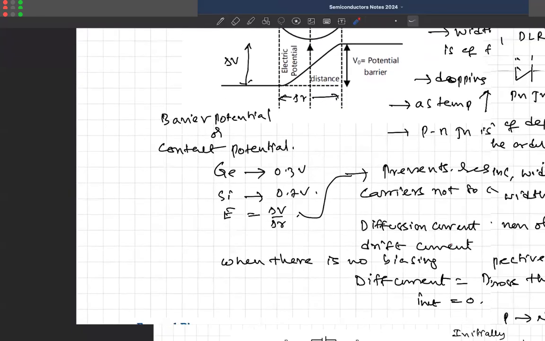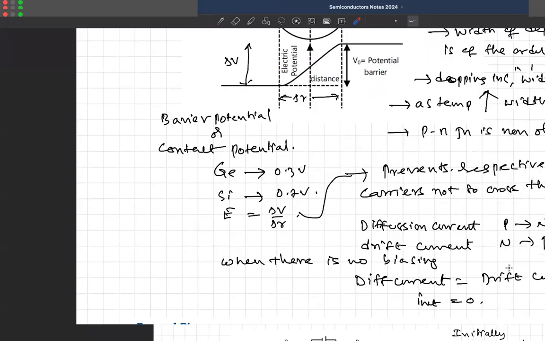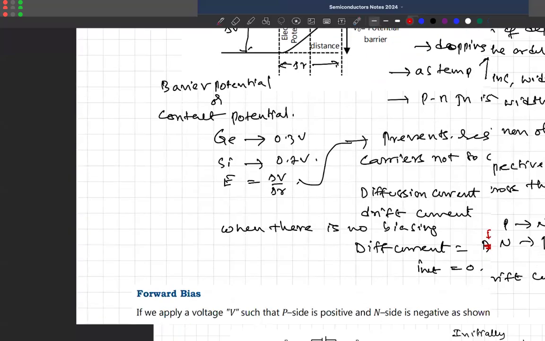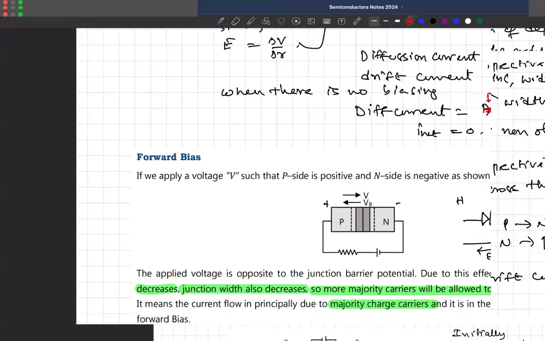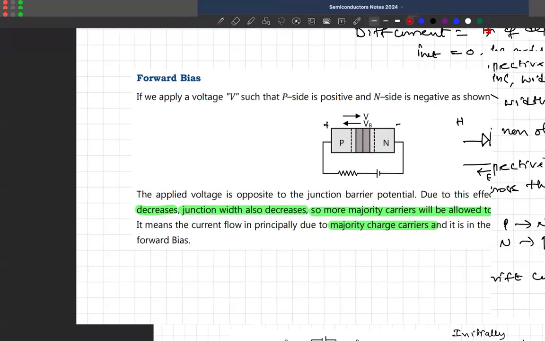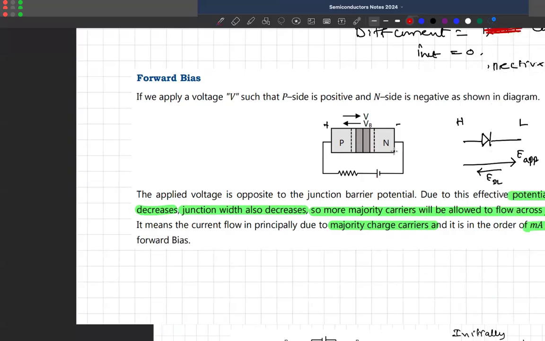In the absence of external biasing, drift current is the same as diffusion current. Yesterday also I did this. If we are observing a forward bias condition, the p-type material is connected towards the positive terminal of the battery, and the n-type is connected to the negative terminal of the battery. Remember, the p side must be high when compared to the n side, right?